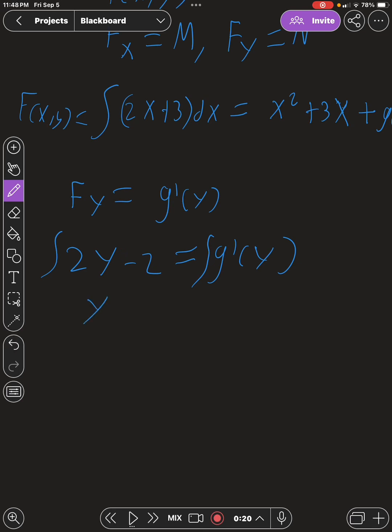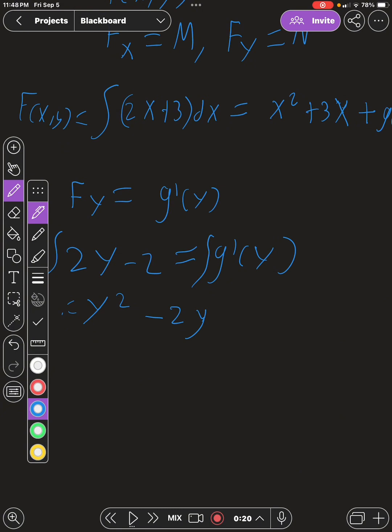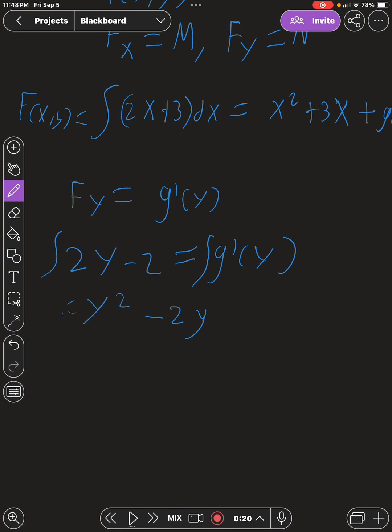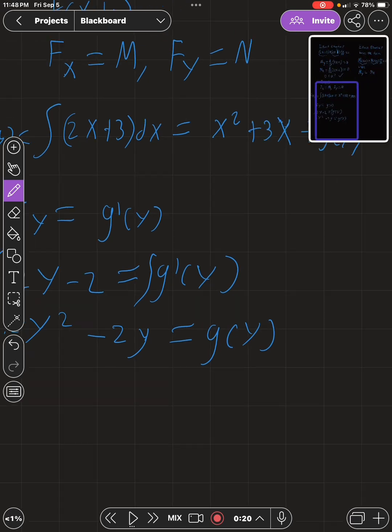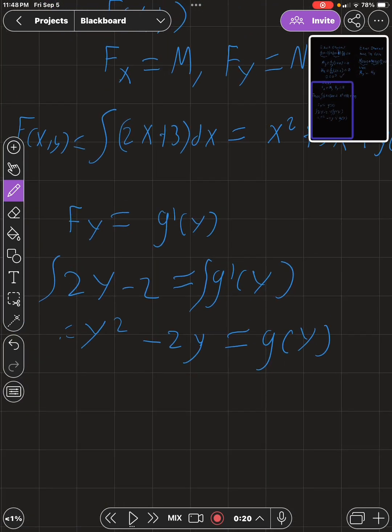It's just going to be y squared minus 2y. Not actually, this is not f of y. Sorry, so y squared, sorry for all the confusion here. Y squared minus 2y is equal to g of y. So that's it. We have our full answer now. Let's just combine all the terms. Let's just write it all out.